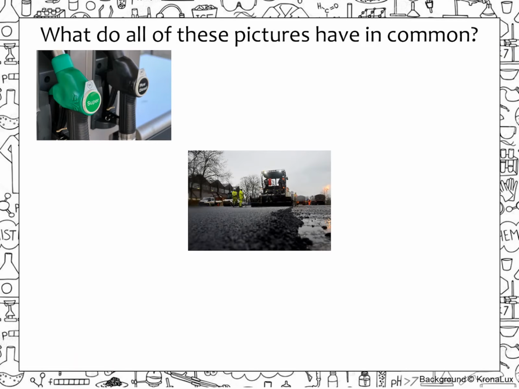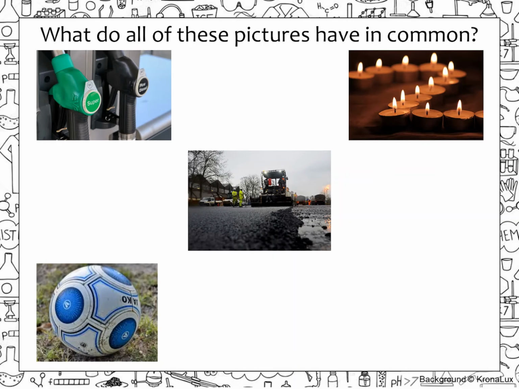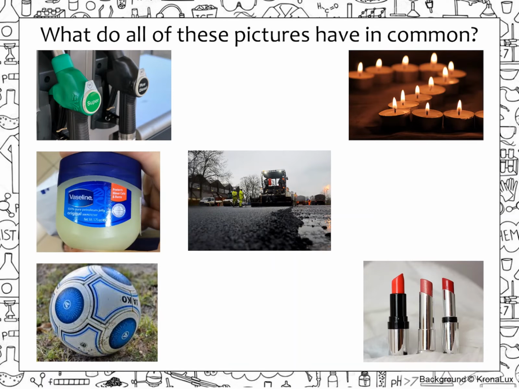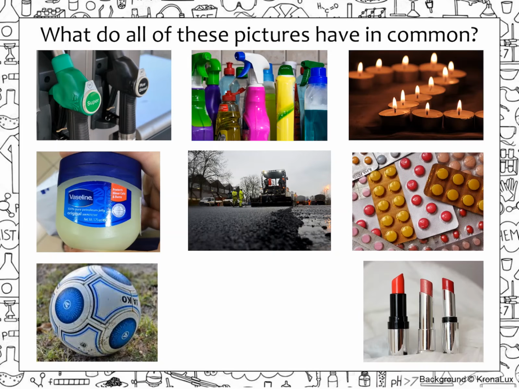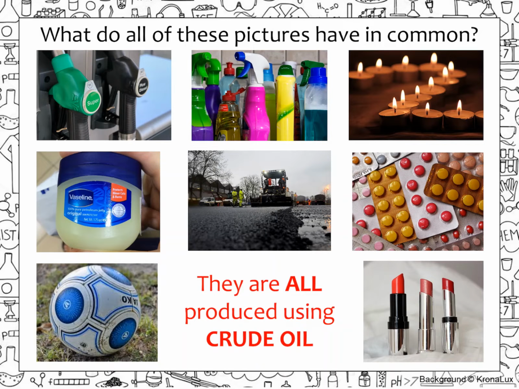So the first thing is just have a look at these pictures and have a think, what do all of the pictures have in common? We've got a petrol pump, some plastic bottles, candles, Vaseline petroleum jelly, tarmac, pharmaceutical tablets, lipstick and a plastic football. Well, the answer is they're all made using crude oil. Crude oil is the raw material for every one of these objects.